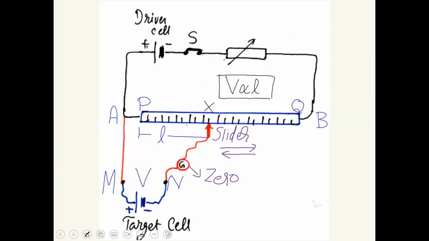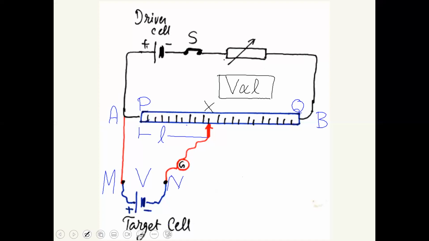Arrange the apparatus as shown. You have a long wire PQ with a marking on it. You have to move the slider forward and backward until the galvanometer shows 0. Why will the galvanometer show 0? Actually, as per the length, this voltage is facing some voltage from here. So suppose whatever the voltage of the target cell, when Px is giving the same voltage as the voltage of the target cell, the difference in voltage would be 0.